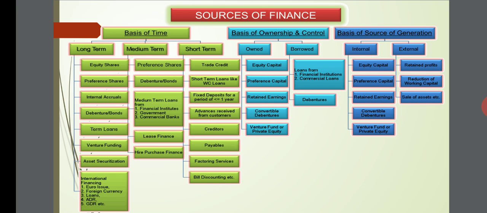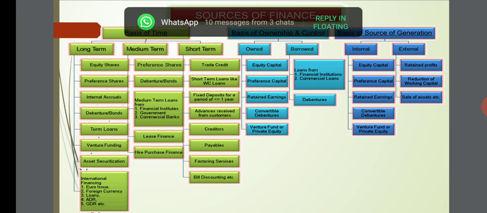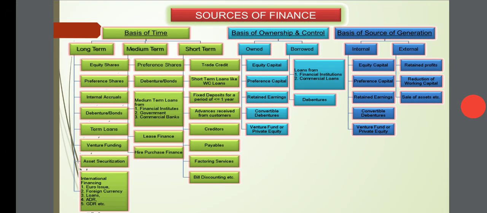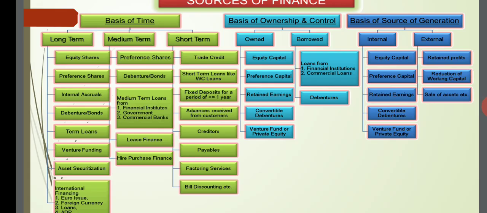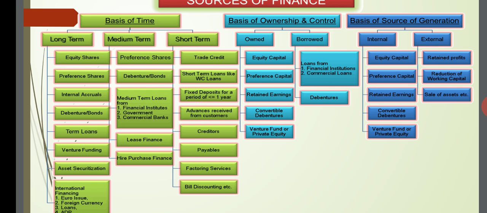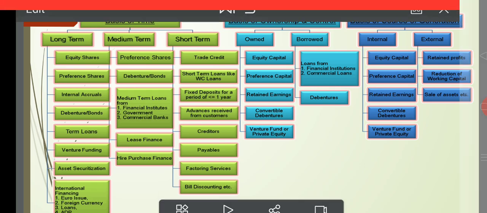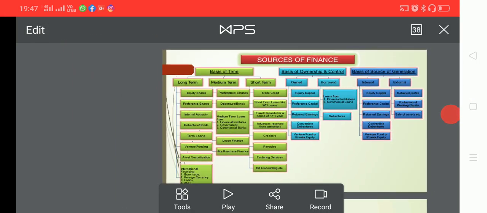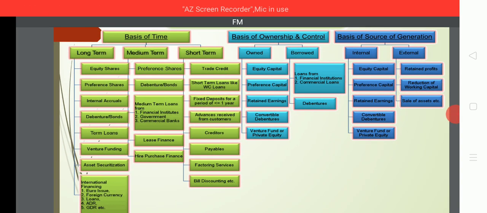Now, basis of source of generation. There are internal sources and external sources. Internal means within the organization, and external means outside the organization. So internal sources, we have equity capital, preference capital, retained earnings, convertible debentures, venture fund or private equity. And external are retained profits, reduction of working capital, sale of assets or loans. These are the sources of finances we have.